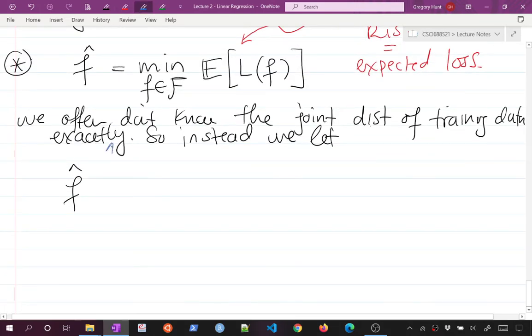So let me just note that we only have training data. We don't know what the actual model is. If we knew the model, we wouldn't have to solve the problem in the first place. We have some training data.